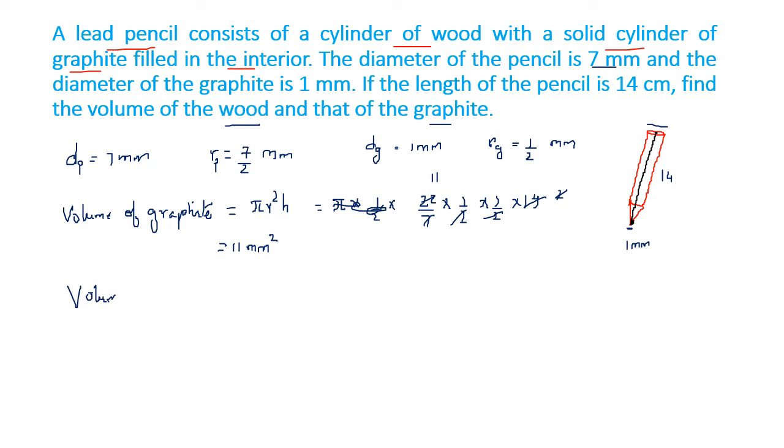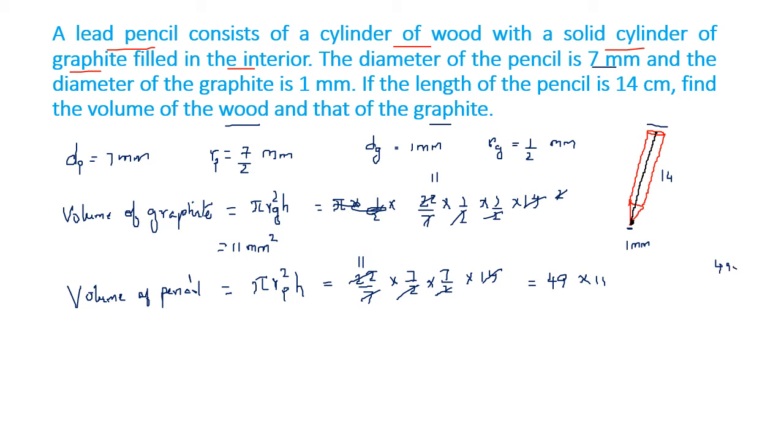Now we find the volume of the pencil. Volume of pencil is equal to pi r square h, where r is now the radius of the pencil. So 22 by 7 into 7 by 2 into 7 by 2 into 40. 7 2s are 14, so 14 into 11. 539 millimeter square is the volume of the pencil.